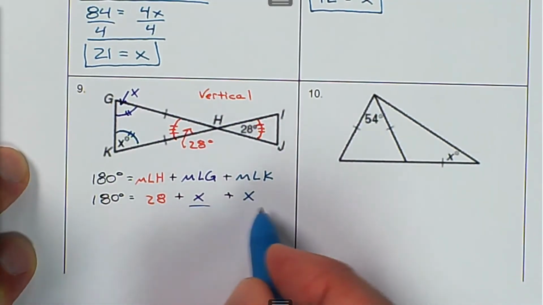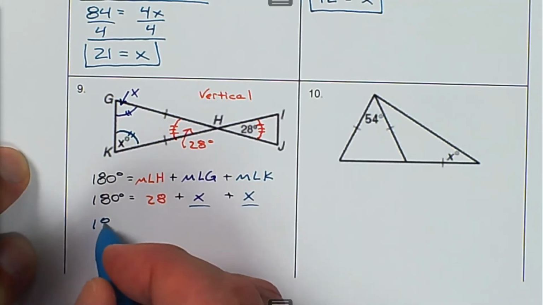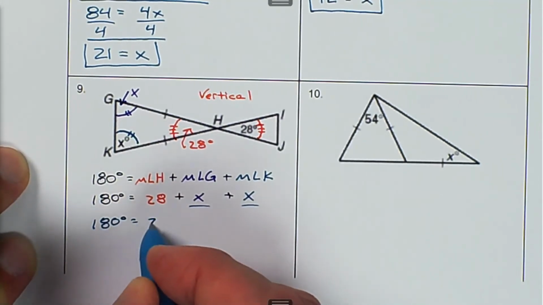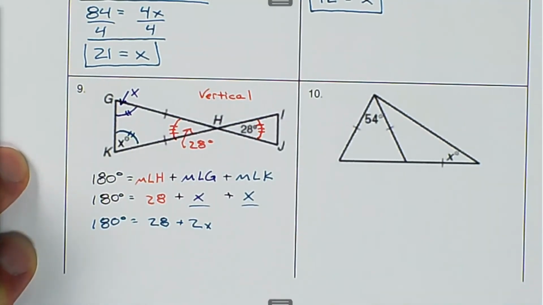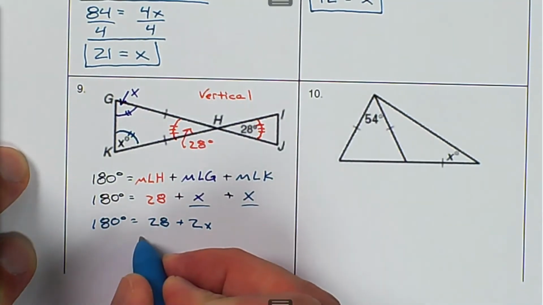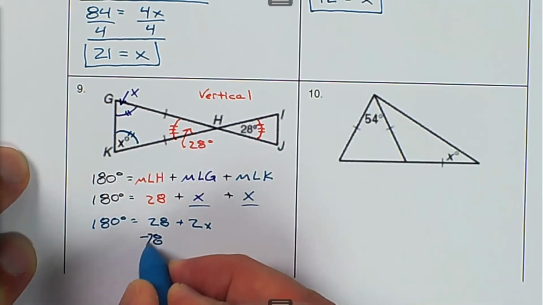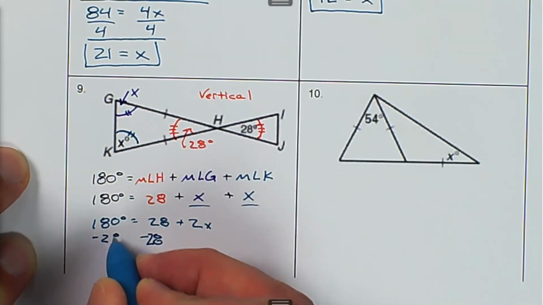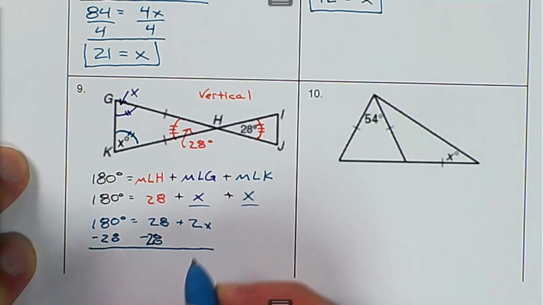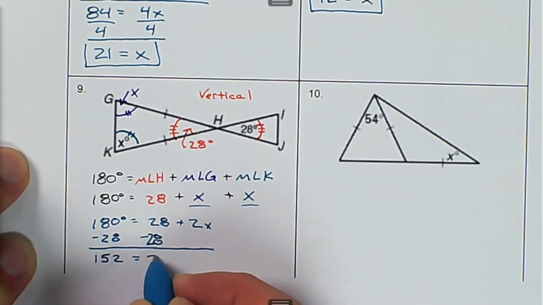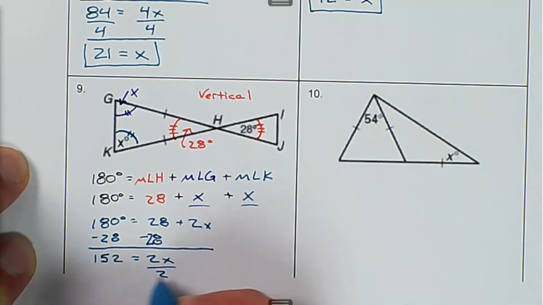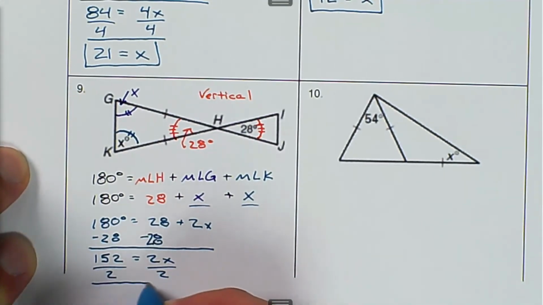Now we can combine like terms. And we get 180 degrees is equal to 28 plus 2x. We can subtract 28 from both sides of the equal sign. And we get 152 is equal to 2x. Divide by 2, and we get 76 is equal to x.